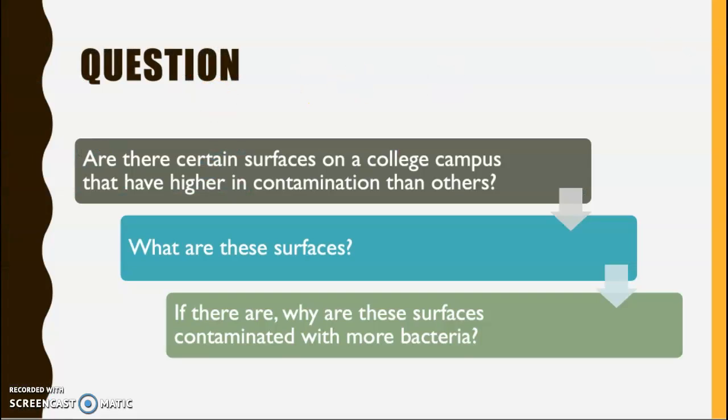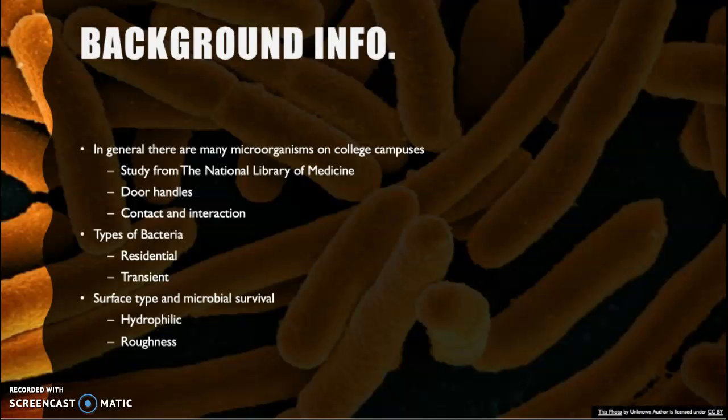So the question I'm going to be asking today: are there certain surfaces on a college campus that have higher contamination than others? Are there surfaces that are contaminated with more bacteria than others, like a door handle versus a keyboard? What are these surfaces? Like I said before, door handles, tables, desks, stuff like that. If there are, why are these surfaces contaminated with more bacteria? And that is what I'm researching.